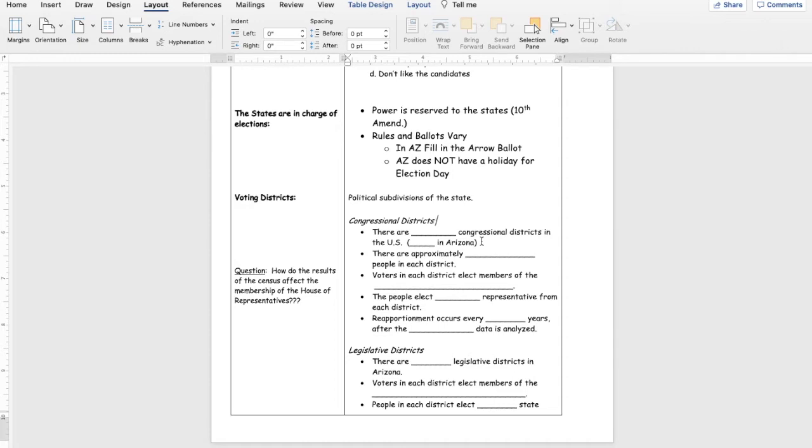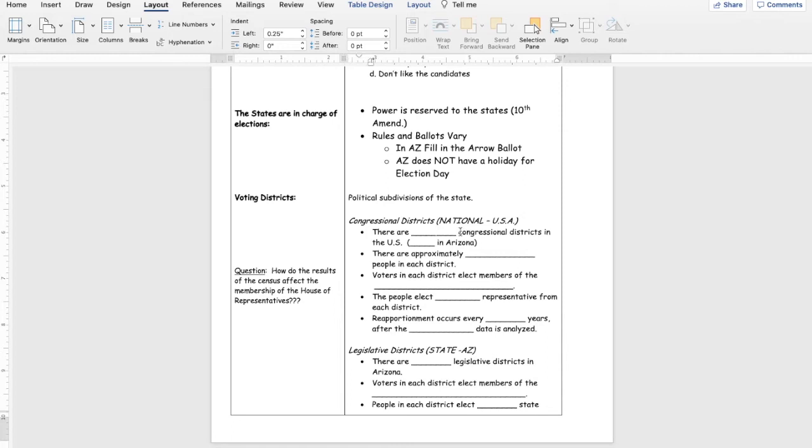All right, so now, two things that I want you to keep in mind. With our congressional districts, we are talking about national districts. So we can even say the entire USA. Legislative districts are going to be much different. Those are going to be state, which of course is only AZ. So when you hear legislative, think state. Legislative districts are only in Arizona. Congressional districts are in the entire US.